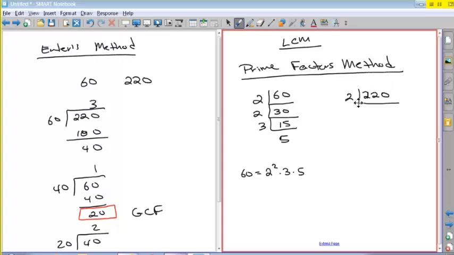220 divided by 2 is 110. 110 divided by 2 is 55.